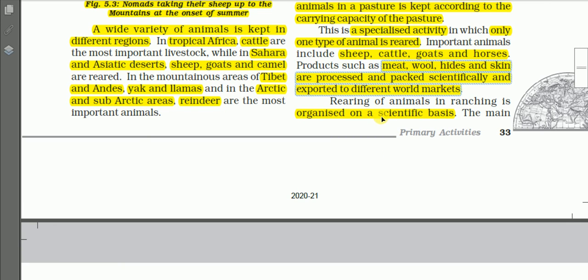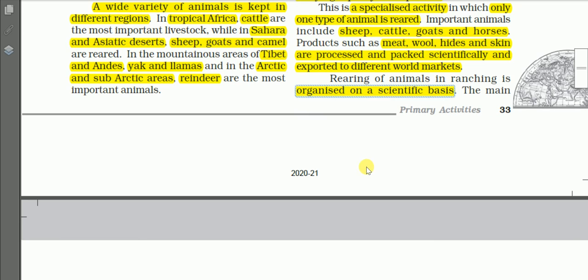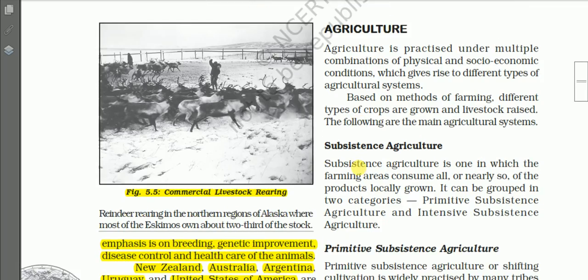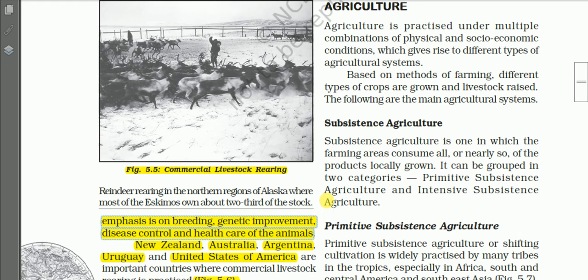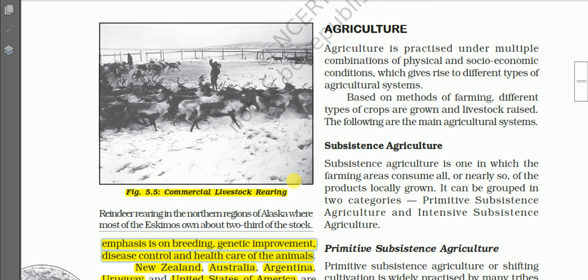Then rearing animals in the ranching is organized on a scientific basis. The main emphasis is on breeding, genetic improvement, disease control and health care of the animals, and this is absent in the case of nomadic herding. So in commercial livestock rearing, emphasis is given on breeding of new varieties of animals, then genetic improvement, disease control, then health care of animals. All these are done in commercial livestock rearing. That means the rearing of animals is done on a scientific basis.